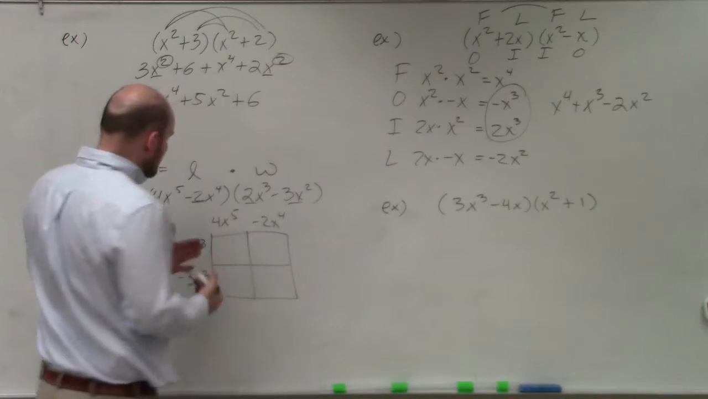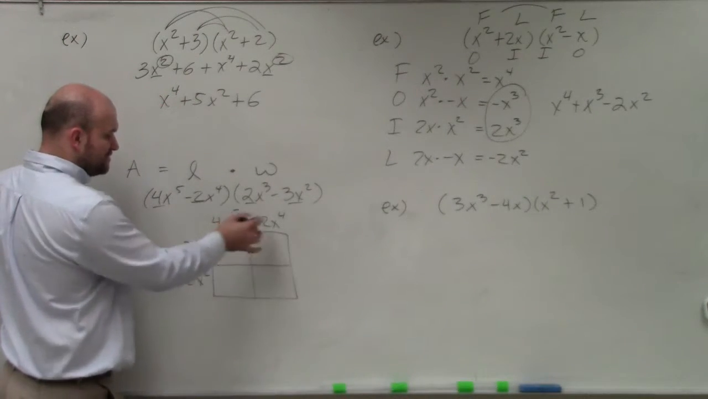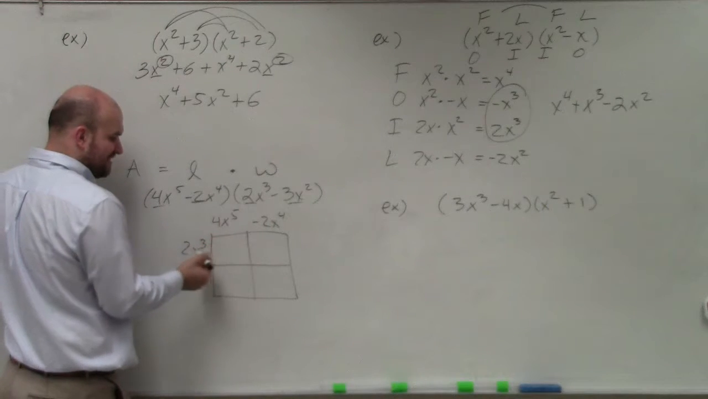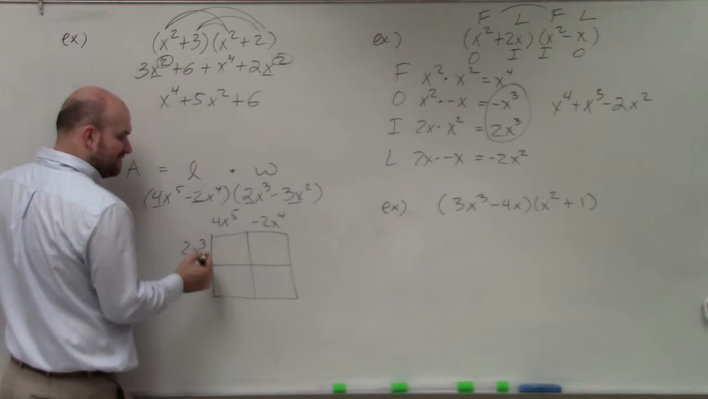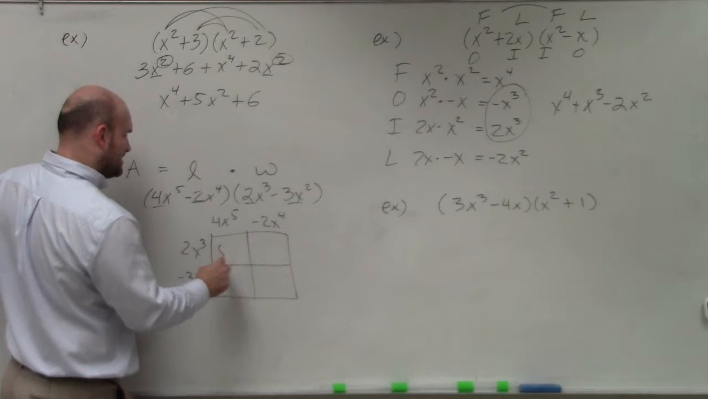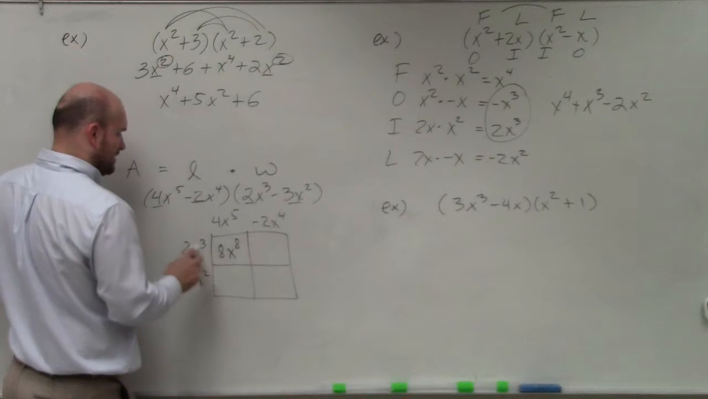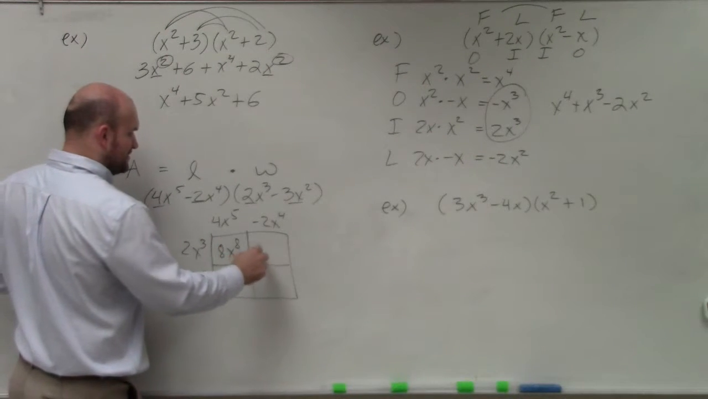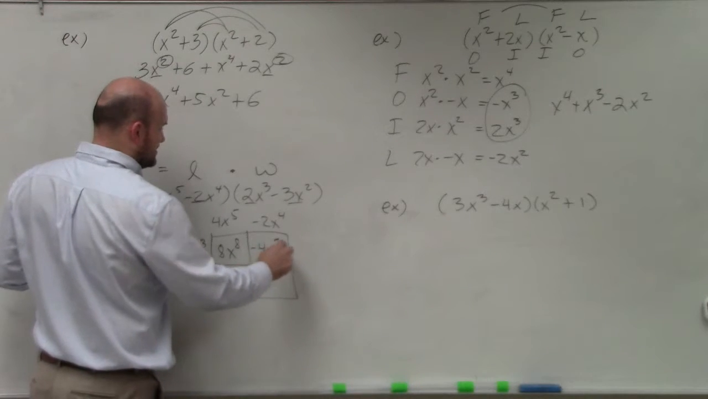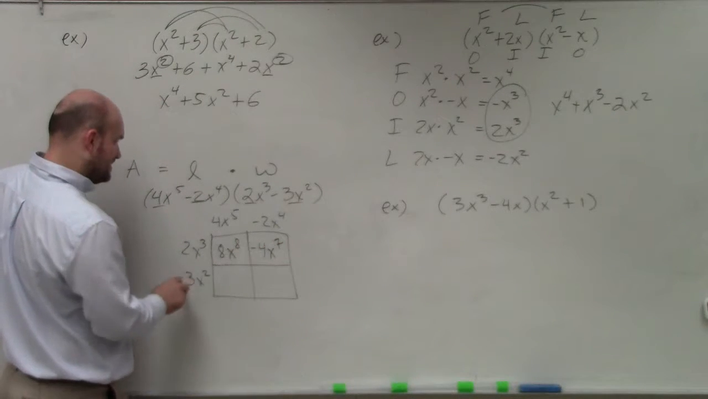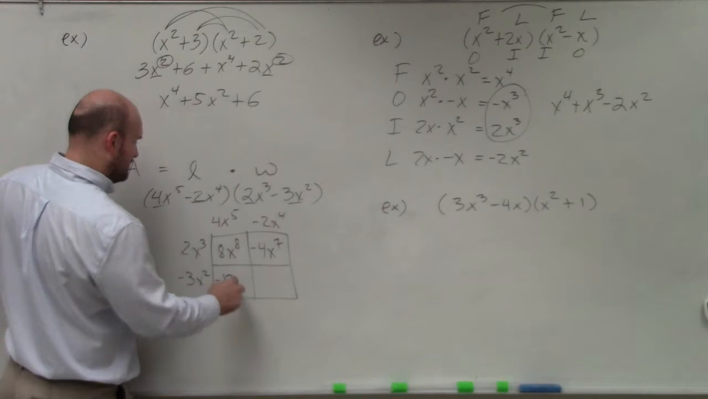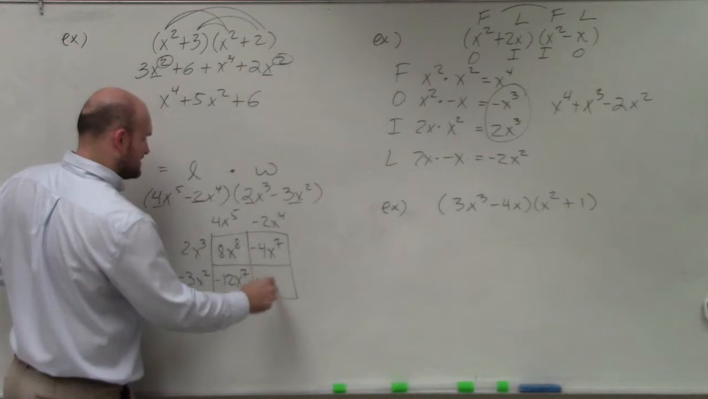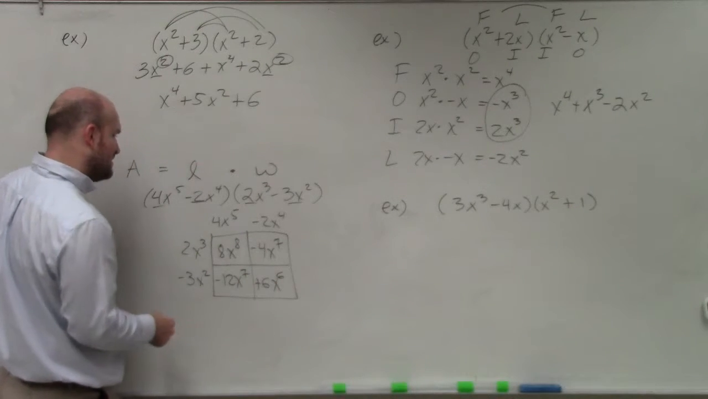Since there are two terms, I've segmented this, so now all we're really doing is finding the area. 4x to the 5th times 2x cubed gives you the area of this little box here. So this becomes 8x to the 8th. 2 times 4 is 8, and x cubed times x to the 5th is x to the 8th. 2 times negative 2 is negative 4, x to the 7th, as I add the powers. Negative 3 times 4 is negative 12, x to the 7th. And then over here, I get a positive 6, x to the 6th, as I add the powers.